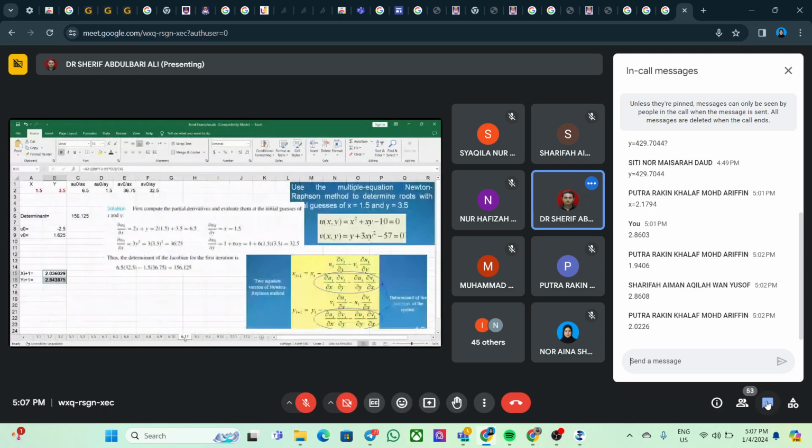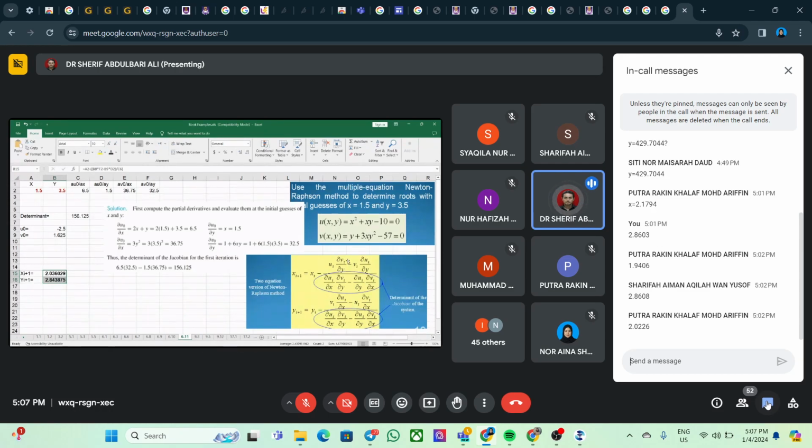Okay, this is example 6.11. x squared plus xy minus 10 is equal to 0. y plus 3xy squared minus 57 is equal to 0. And this is the equation to find the new value of x and the equation to find the new value of y. So what we need to do is find all these terms of the partial derivatives of the functions u and v.